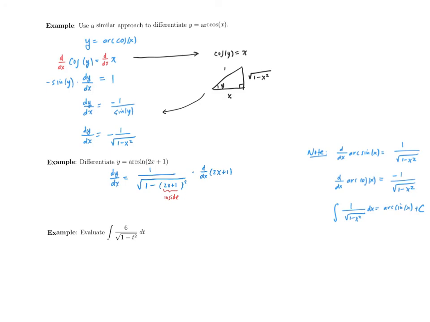And you certainly could do this all in one step. The derivative of that inside function will become the numerator, 2, and we're dividing by 1 minus 2x plus 1 quantity squared.